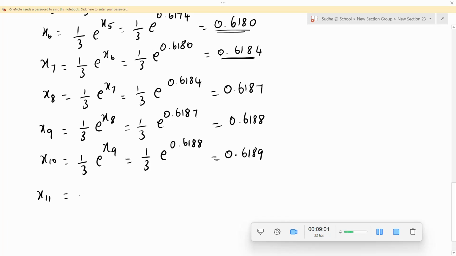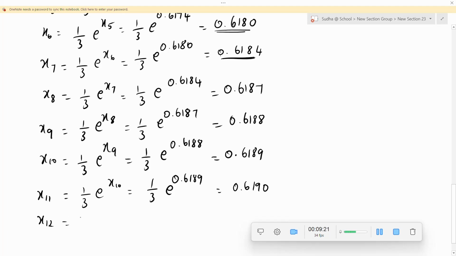Next x11. 1 by 3 e to the power x10. So 1 by 3 e to the power x10 value is 0.6189. 0.6190.